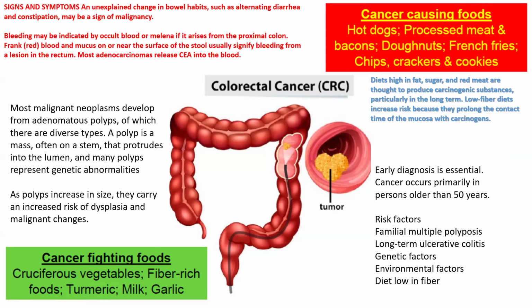Under a microscope. Frank red blood could happen on or near the surface of the stool, signifying a lesion in the rectum, because remember that bright red blood is going to come from somewhere lower, right? Mm-hmm. Okay.